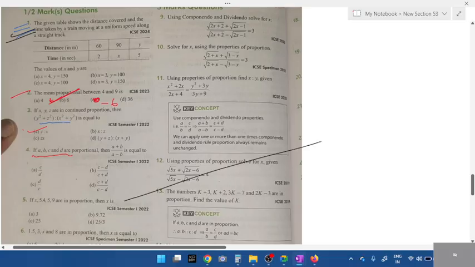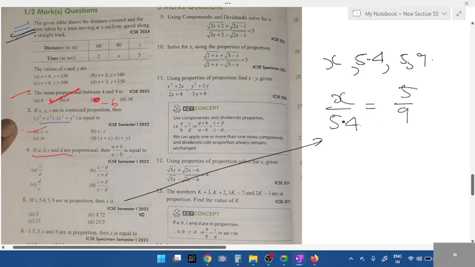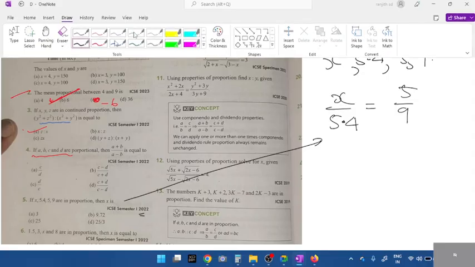Next, fifth one. X is to 5, 2022. Okay, board exam question. X, 5.4, comma 5, comma 9 are in proportion. If they're in proportion, how do you write proportion? X divided by 5.4 is equal to 5 by 9. If they are in proportion, how do you find the value of x? Product of means is equal to product of extremes.